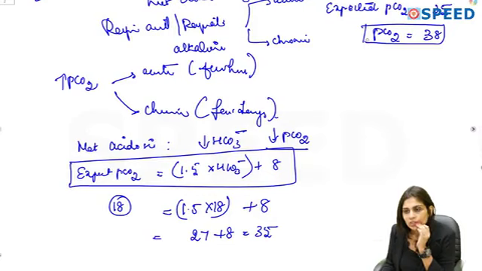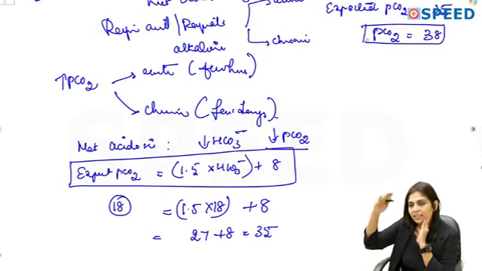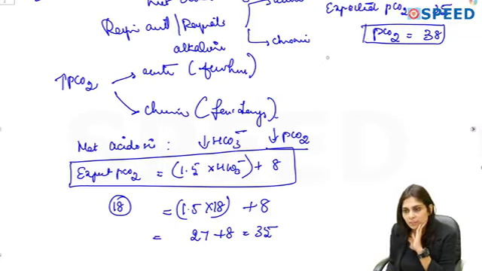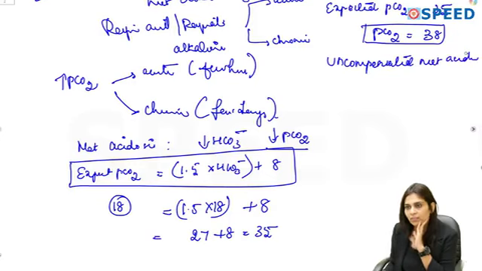From 40, the exact compensation should have been 35. Instead of it being 35, it has reduced only to 38. So, what will you call it? Very good. Uncompensated. It is uncompensated metabolic acidosis. This is scenario 1. Scenario 2, PCO2 is 35.